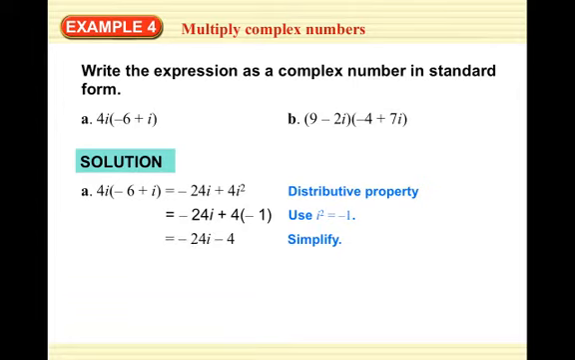But remember, standard form, you have to have a plus bi. You have to have real before imaginary. And so we're going to write it in standard form. And so we're going to have -4 minus 24i. Okay. All right, so let's see.